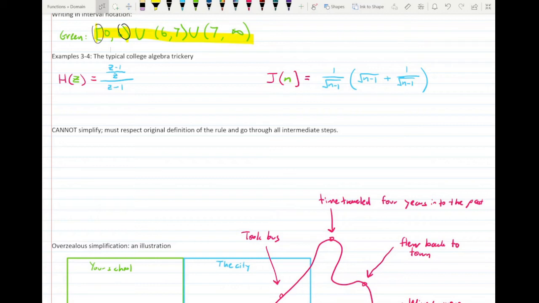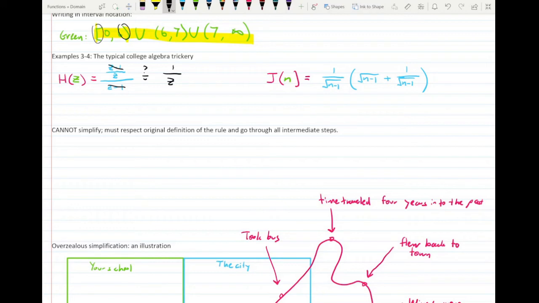We have the rules h of z equals z minus 1 over z, all over z minus 1, and the rules j of n equals 1 over the square root of n minus 1 times square root of n minus 1 plus 1 over the square root of n minus 1. Now, if you're an astute viewer, you might say, well, doesn't this just equal 1 over z, if you cancel out these two? Isn't that what you're left with?